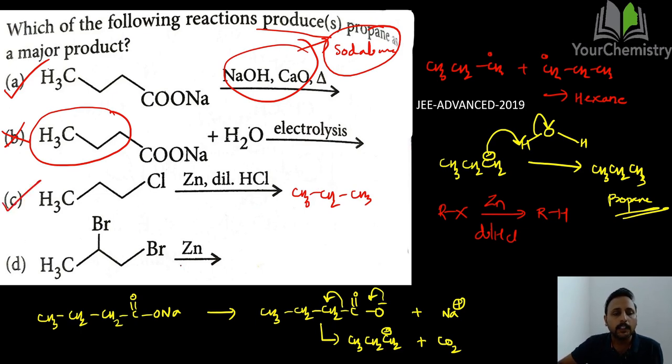Now the last option is a vicinal dihalide. If you treat a vicinal dihalide with zinc, what will happen? You will get something like this and ZnBr2. That means you are getting propene, not propane. So the answer for this question is option A and option C.